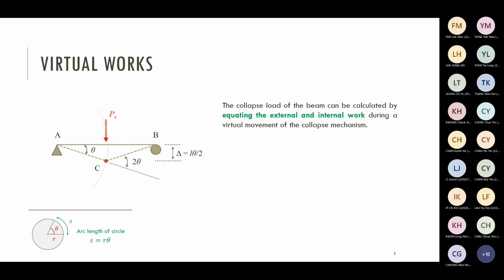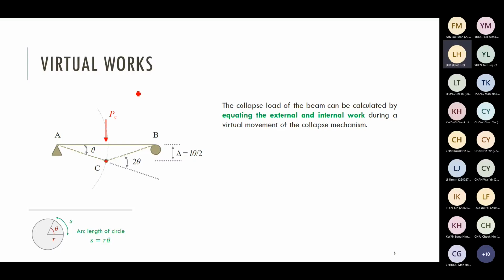In the previous part, I showed you how to use the lower bound theorem, using the moment diagram to find the collapse load. But if you remember, we have another theorem called the upper bound theorem, based on equating the work done and the internal energy. In this part, I would like to demonstrate how to use the upper bound theorem to calculate the collapse load PC again for the same structure. This one relies on the upper bound theorem, the energy principle.